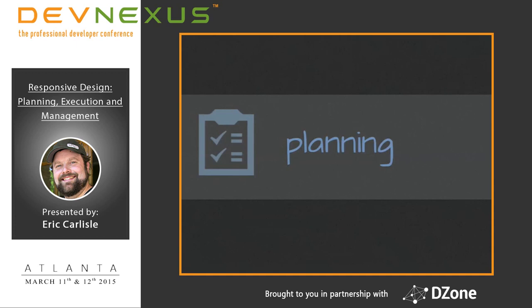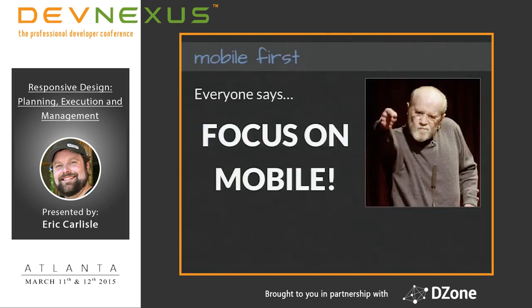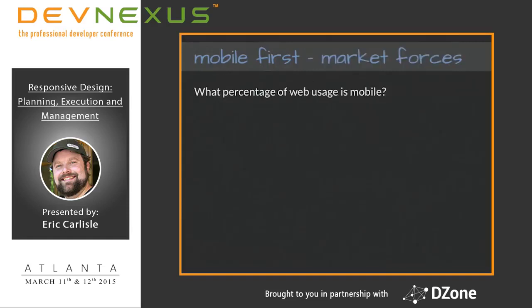Let's talk about planning a little bit. So this is George Carlin. I miss him so much. Everyone says focus on mobile. Mobile first. Go for mobile first. They are right. But not just because of the monstrous mobile market. Not just because everybody has a phone, everybody has a tablet, everybody has a desktop, and you have to be ready for every experience.